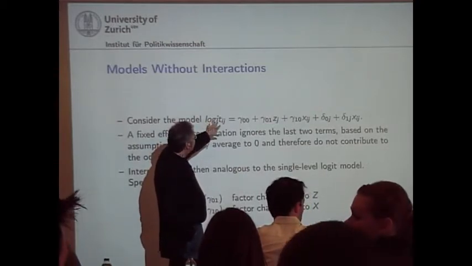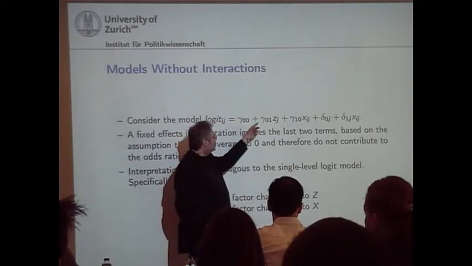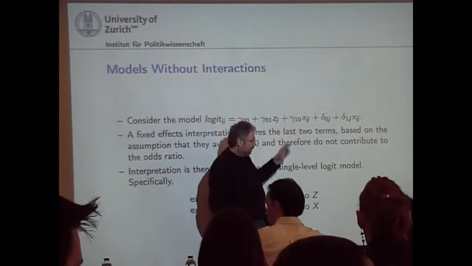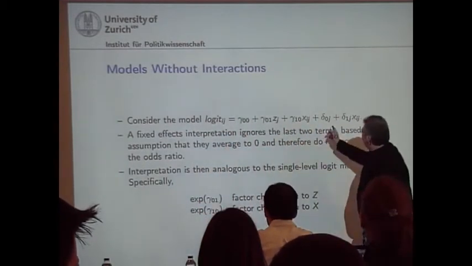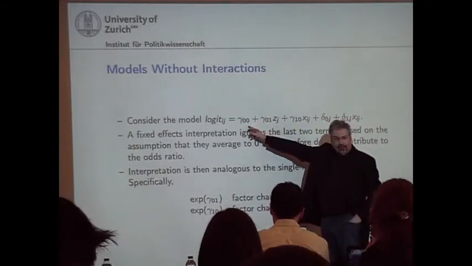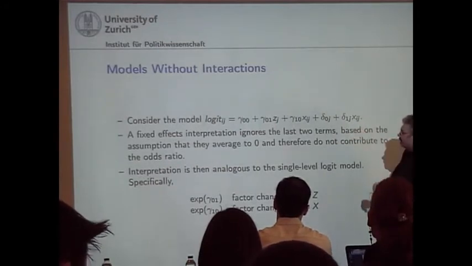Again, when we do it with models without cross-level interactions, or rather without any kind of interaction, we could say that we have a model, say a random slope intercept model, that looks like this. So we have the constant, the effect of the level 2 predictor, the effect of the level 1 predictor. We have an error associated with the intercept, and we have an error associated with the effect of x.